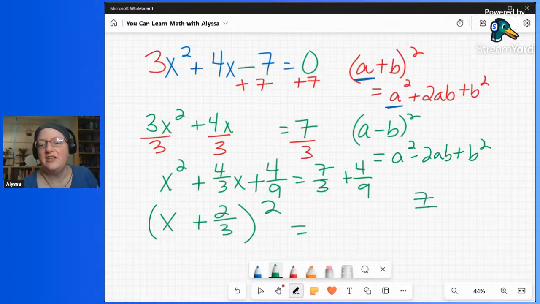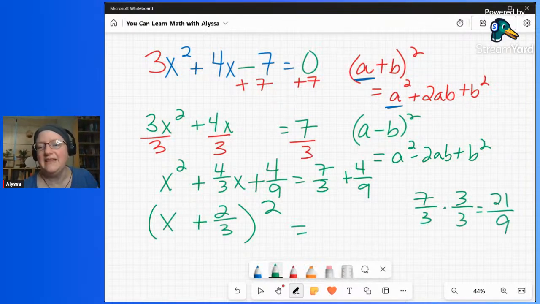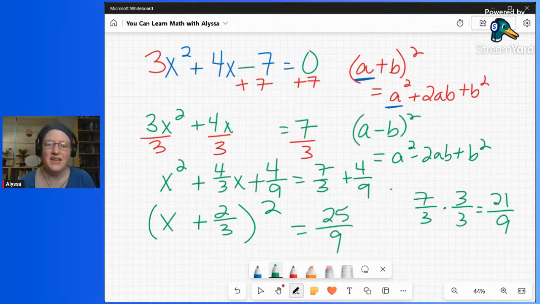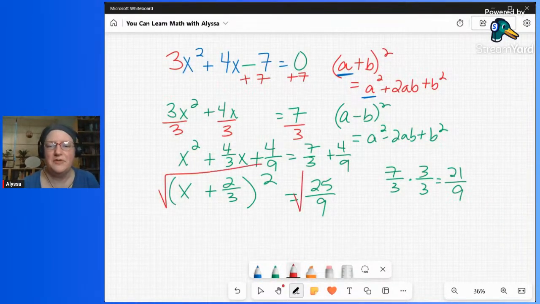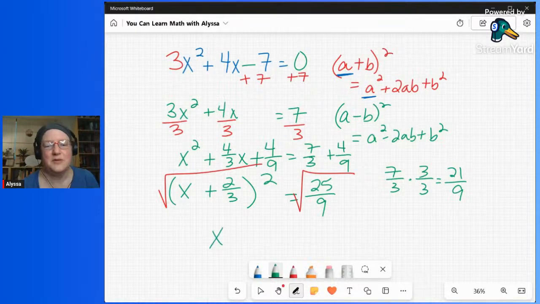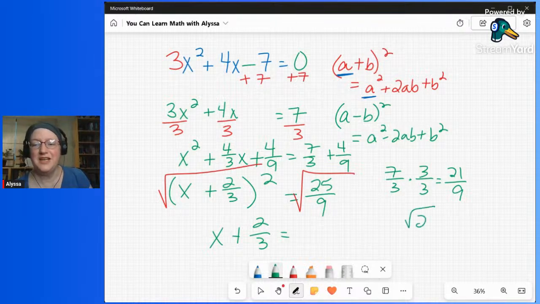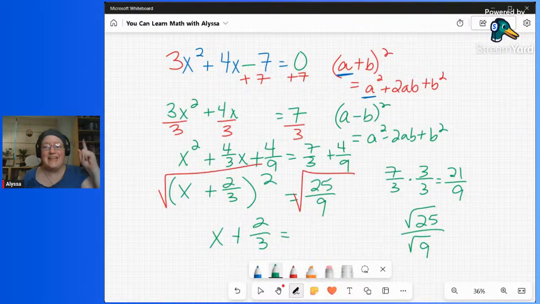And if I convert 7/3 into ninths by multiplying it by 3/3, I get 21/9. So if I add 21/9 plus 4/9, I get 25/9. And then I want to take the square root of both sides. And I get x plus 2/3 equals, and you can take the square root of the top and the bottom. And both of these are perfect squares. I did not plan it that way, and it turned out beautifully. I have no idea how that happened.